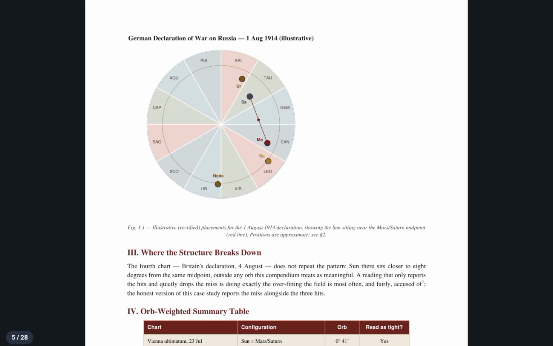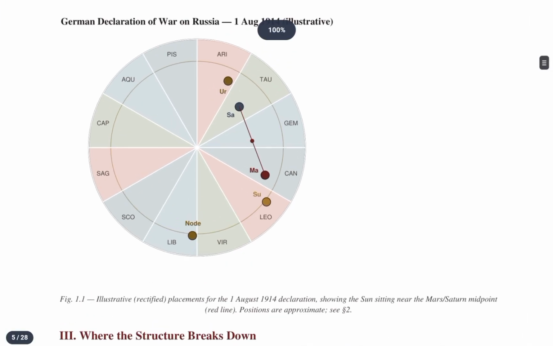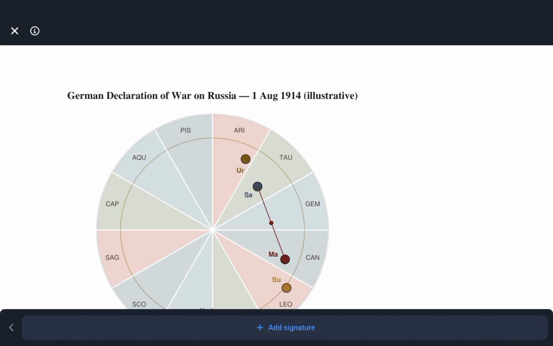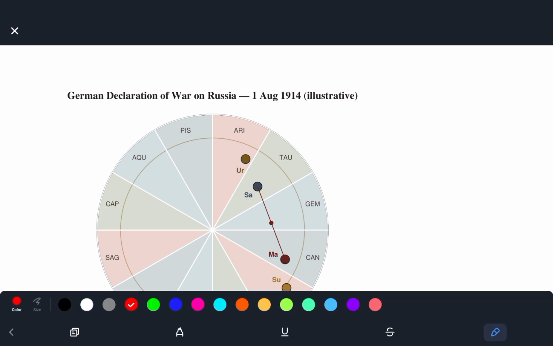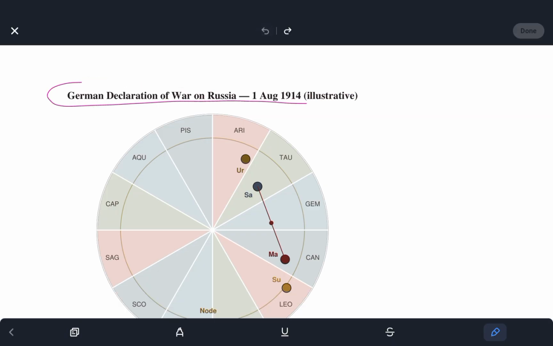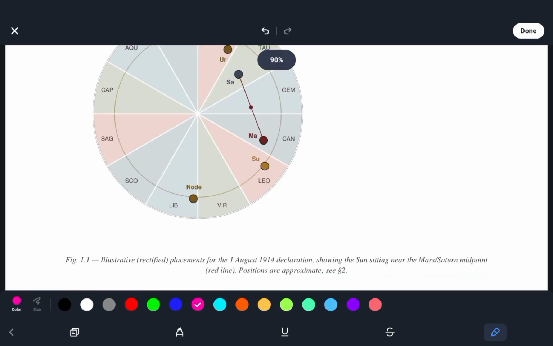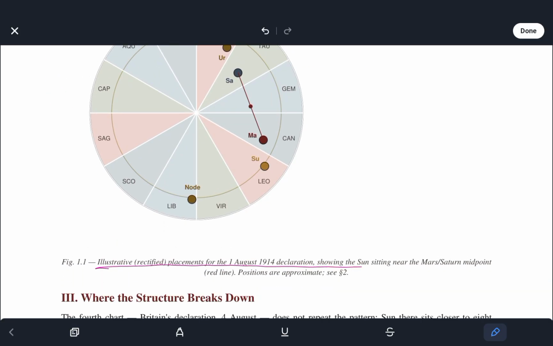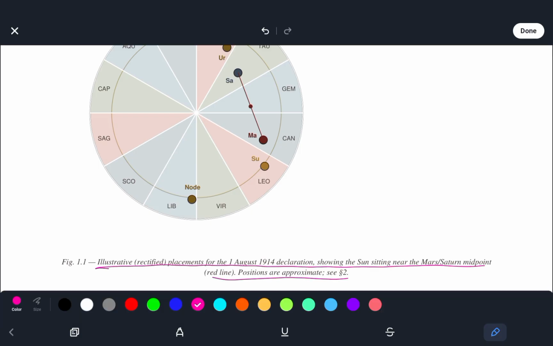So here is the German Declaration of War on Russia, specifically for August 1st, 1914. And we can clearly see these are illustrative rectified placements for the August 1st, 1914 declaration, showing the Sun sitting near the Mars-Saturn midpoint, which is the red line, and positions are approximate.